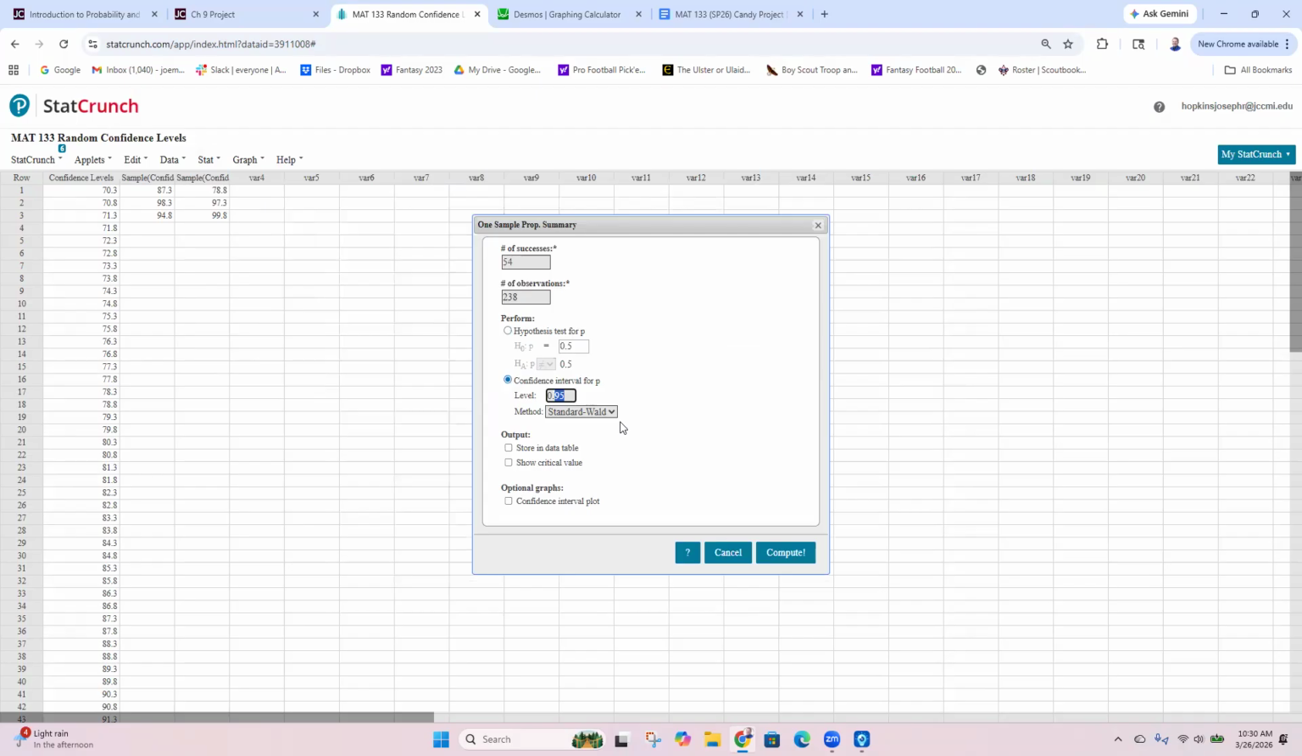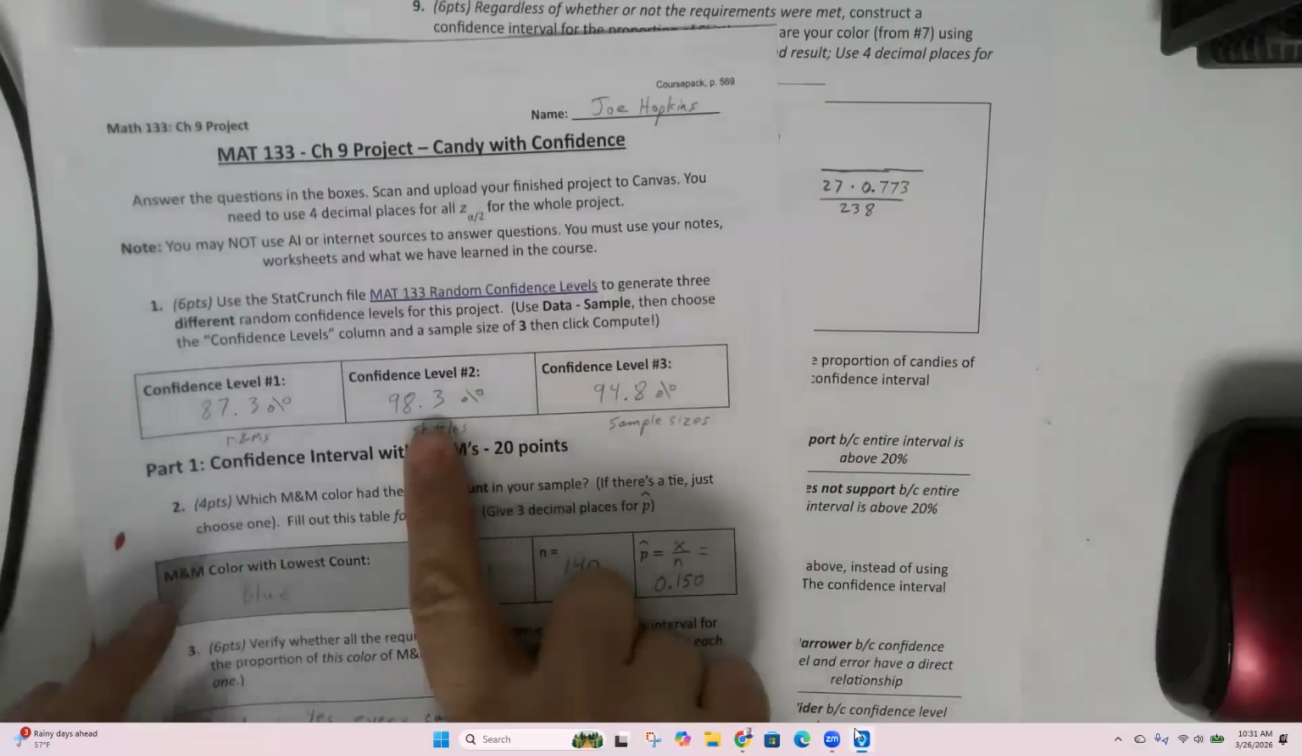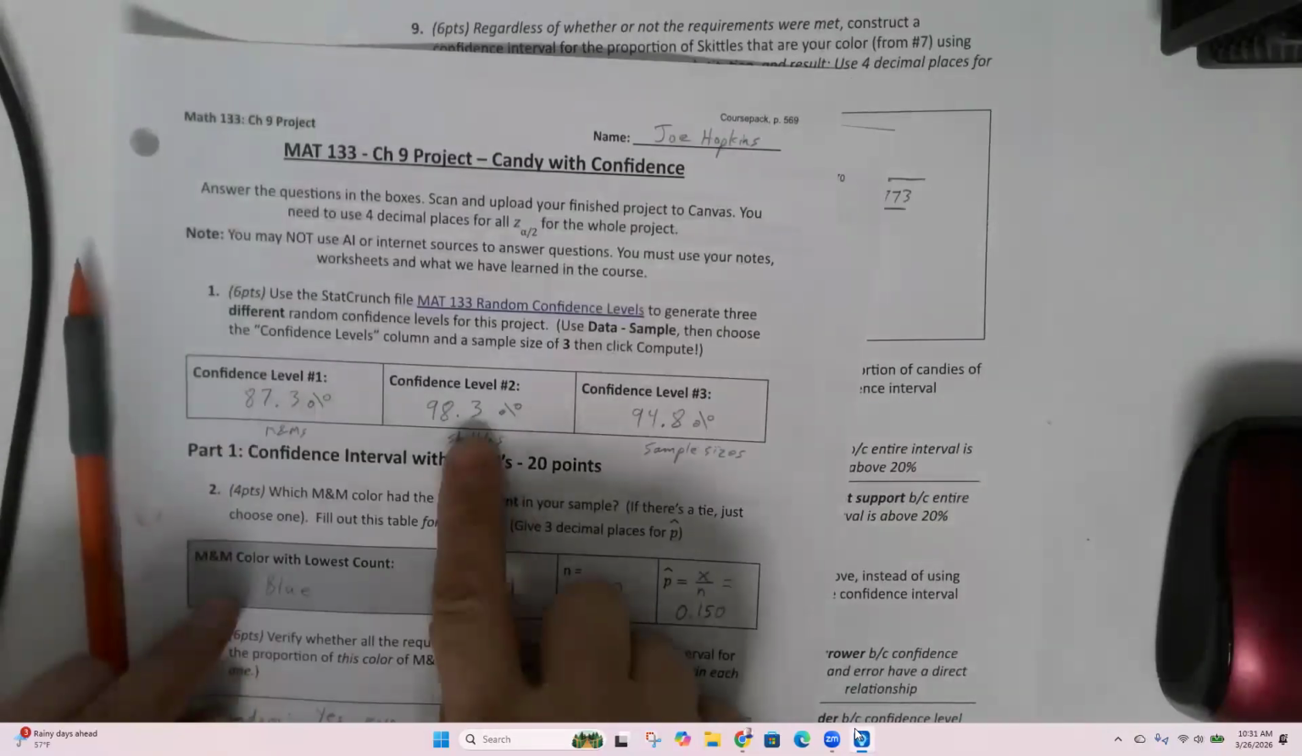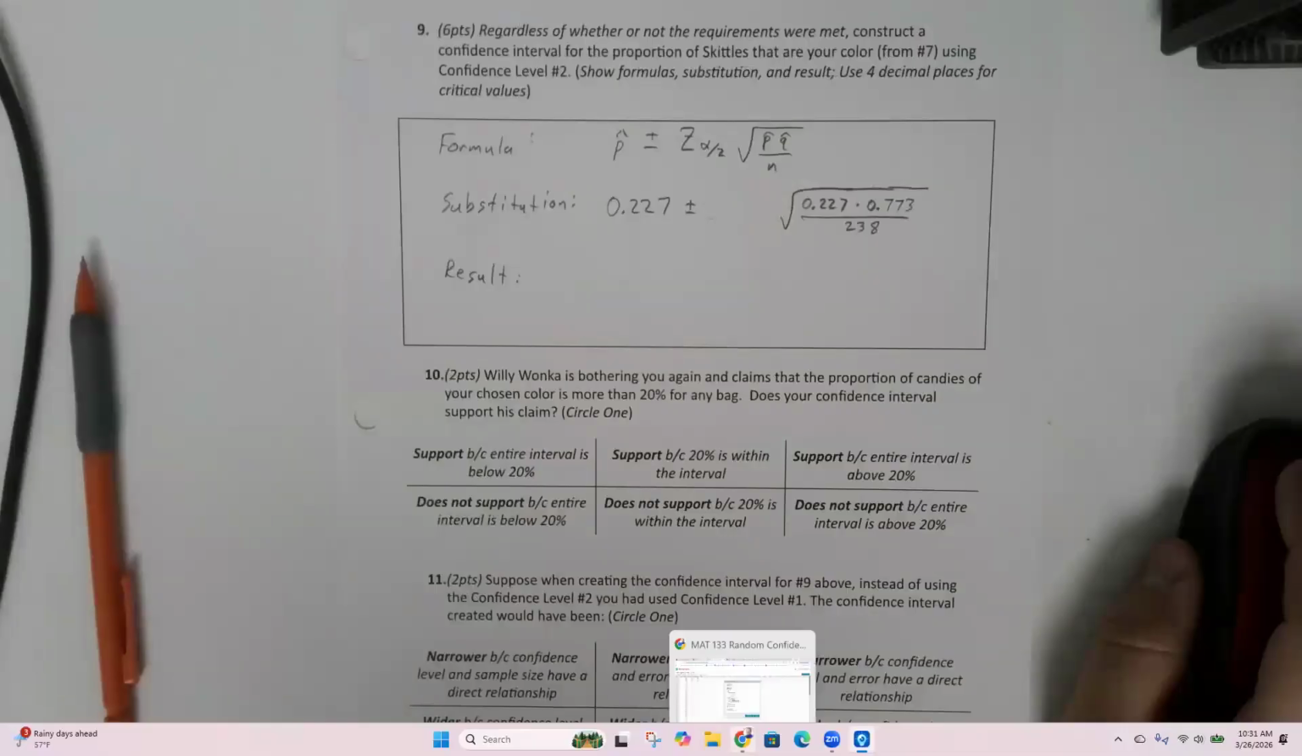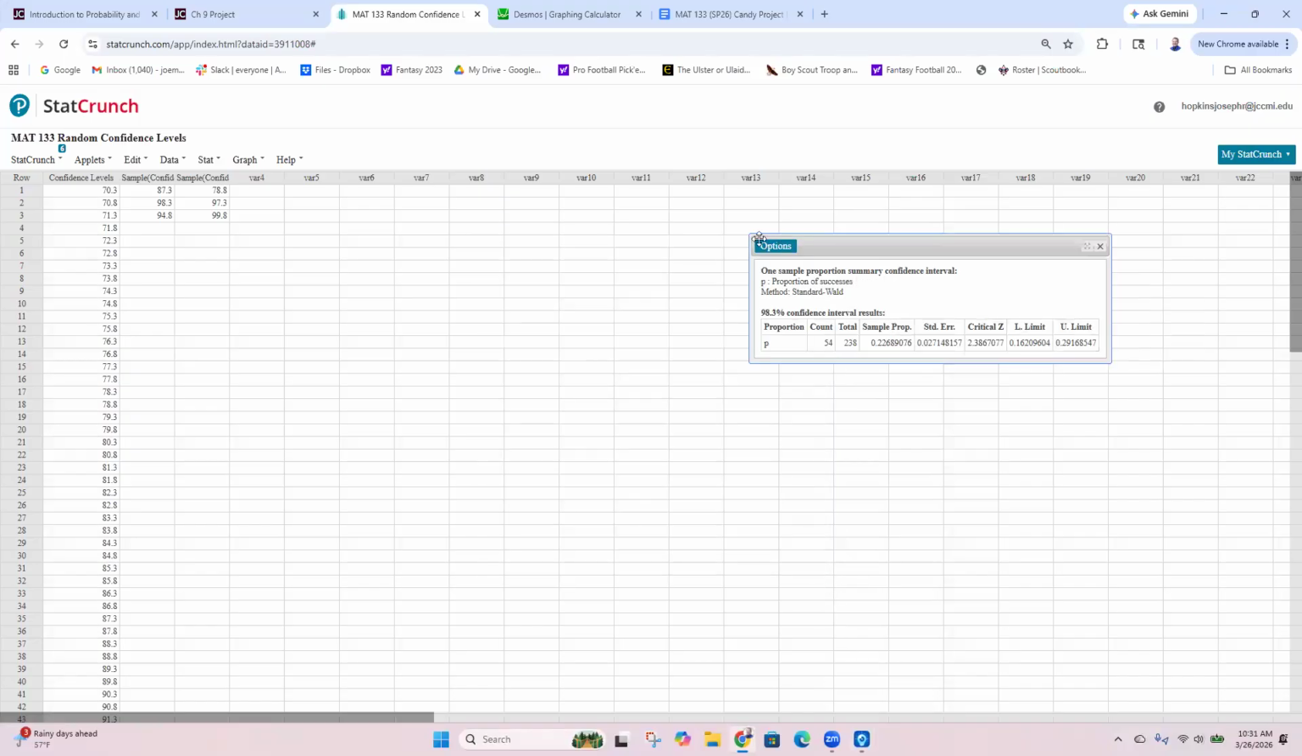And you're going to put in the confidence level that you got from question number 1. It's the confidence level 2. I had 98.3, as a decimal. There we go. And then you're going to check this box right here, show critical value, and that will give you your Z value. So my confidence level number 2 for Skittles, I'm using 98.3. I did 87.3 for M&Ms. I'm switching to this one now for Skittles, and we'll hit compute. And here it is.